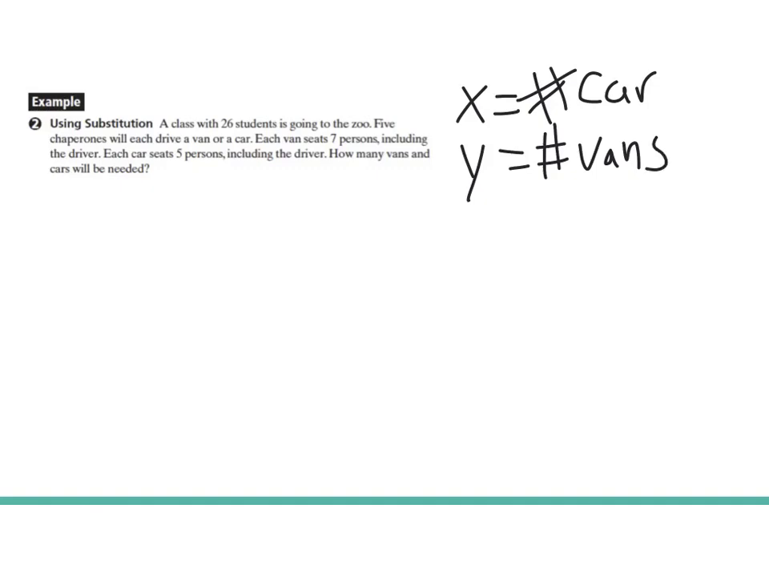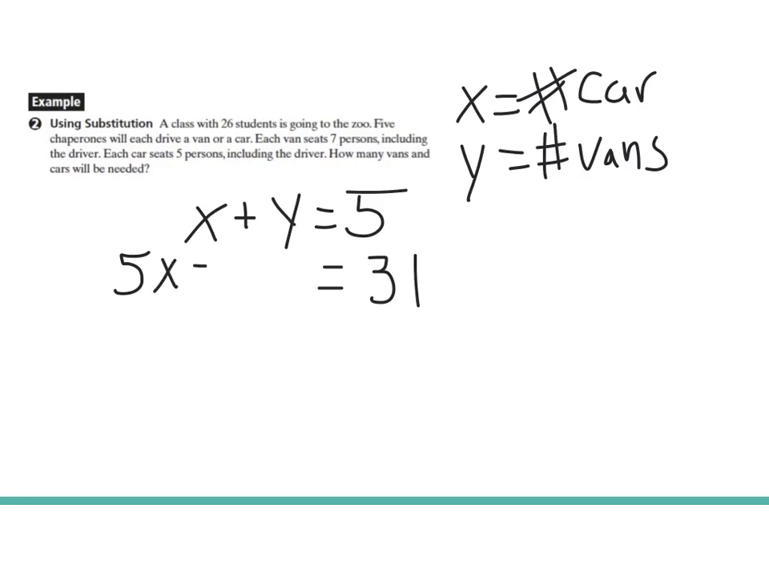So in this case, we know we only have 5 chaperones, right? So that's all the vehicles we can drive. Nobody has a driver's license yet here, do they? So our first equation is going to be x plus y equals 5. That represents the number of vehicles we can drive. Now, how many people do we need to seat? We need to seat 31 people. We have 26 students and 5 chaperones, so we need a total of 31 seats. And we don't want to drive any vehicles with empty seats. So we get 5 seats per car, and we get 7 seats per van: 5x plus 7y equals 31. Now we have this system of equations we can solve, okay?